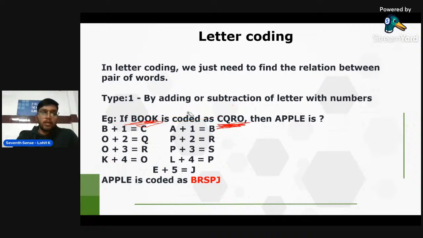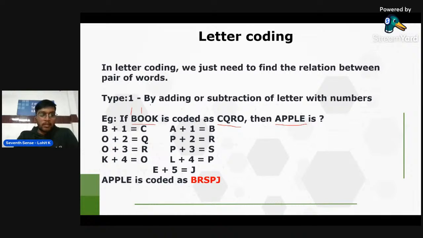Now, how to solve the particular question? As you can see, in the second part they are saying that you have to calculate the answer for Apple. Apple is the original message. You have to do the same thing they have done in the book and CQRO. So what have they done here? What is B plus 1? B plus 1 is C here. What is the difference of O and Q? O is nothing but 15, Q is nothing but 17. So what is the difference? You are doing plus 2 to get the Q here.